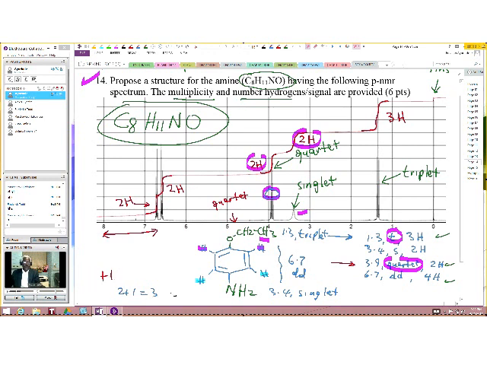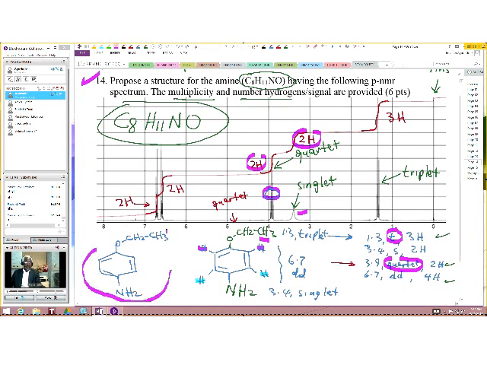So when you have a problem like this, you have to play a detective, or work like a detective, and put all of the pieces together. And the pieces that you put together must be consistent with the data that you are given. That is the structure of your unknown compound.